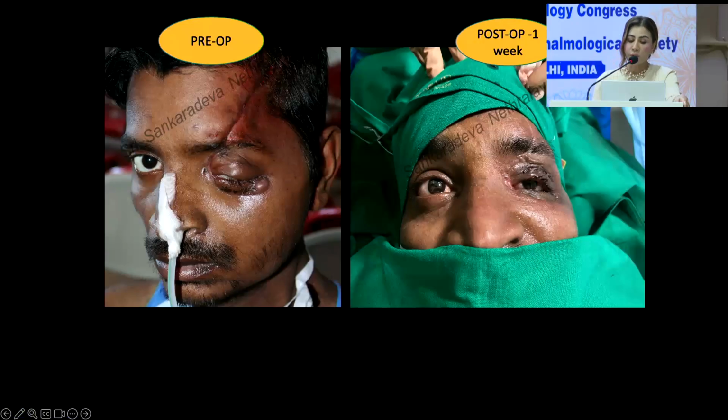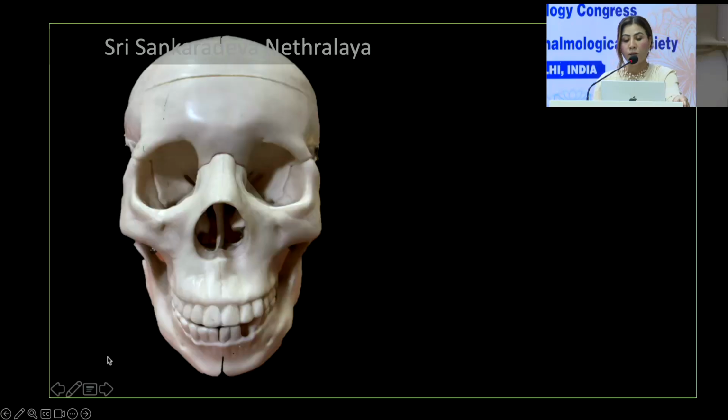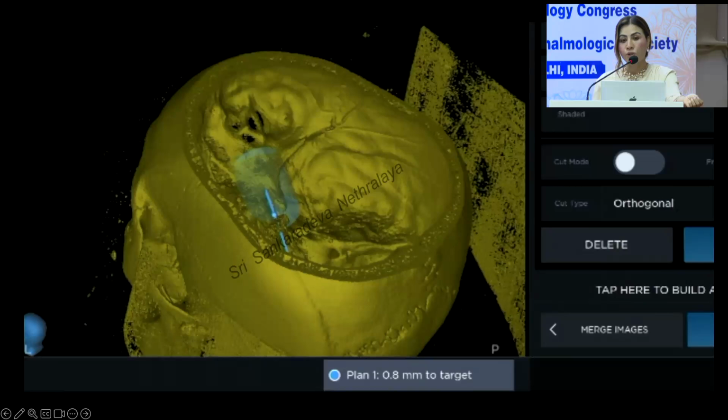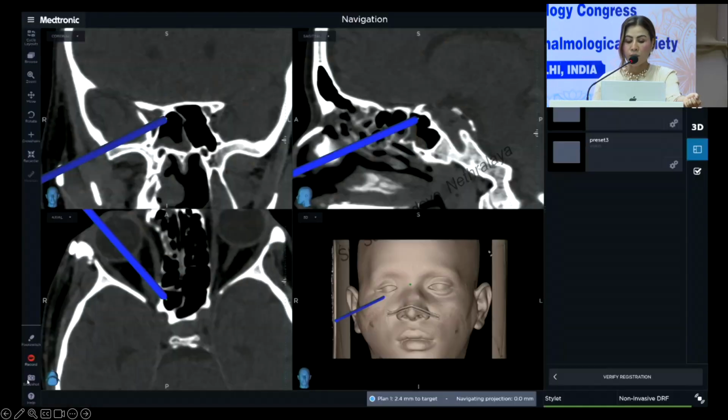You can do a very precise surgery, and the most important thing is that it is safe to your tissues. You know where the nerve is, you know where the blood vessel is, and it is extremely safe, and it is one of the most advances in orbital reconstruction. So with this, I conclude.